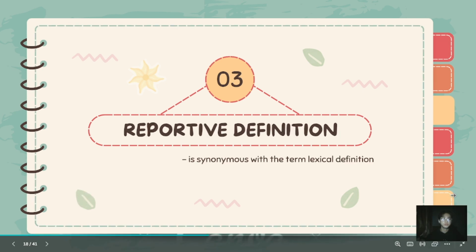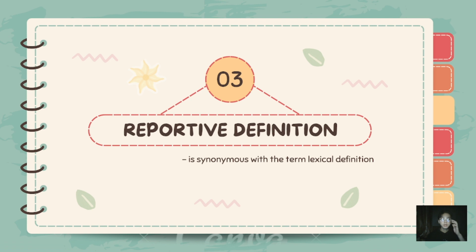So let's move on to reportive definition. Reportive definition is synonymous with the term lexical definition in the literature of logic. In terms of lexical definition, it refers to how a word is being actually used. Moreover, reportive definition states the existing meaning of a term. It means to provide information about how a term is being used in the same way in numerous language games.